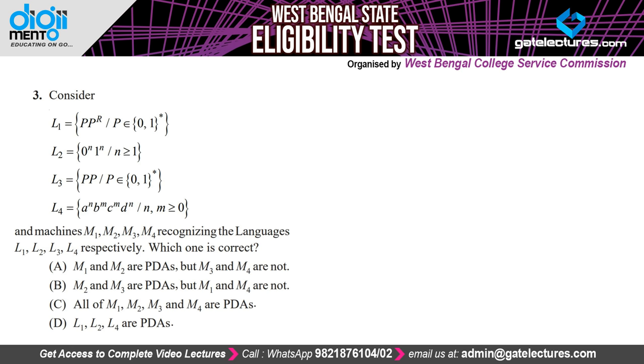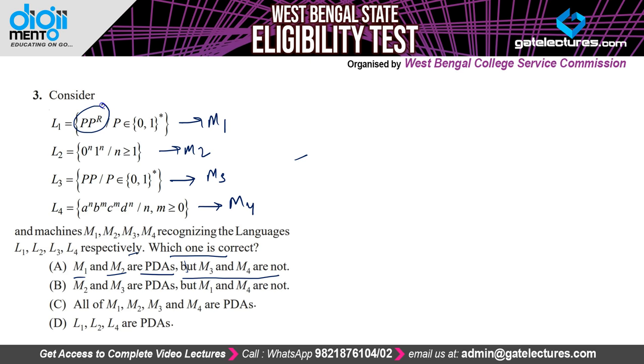Out of these languages, we have machines. For the language L1, we have machine M1. For the second language, we have machine M2. For the third language, we have machine M3. And for the fourth language, we have machine M4. They are saying the machines recognize the languages L1, L2, L3 and L4 respectively. Which one is correct? Number one: M1 and M2 are pushdown automata, but M3 and M4 are not.